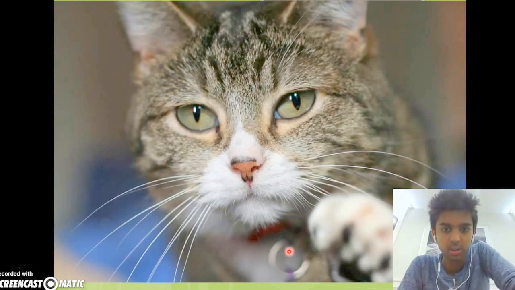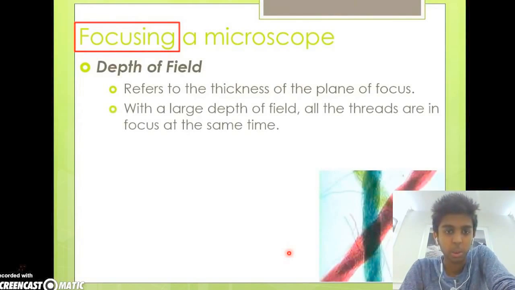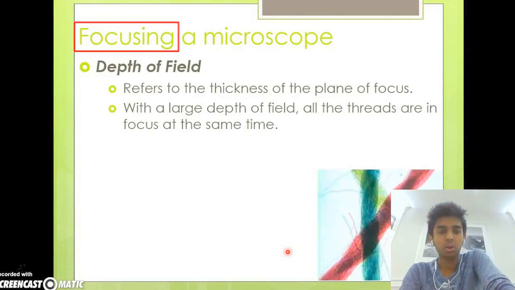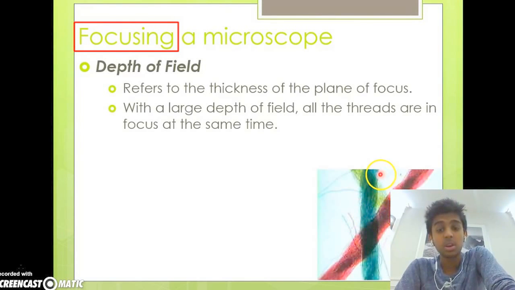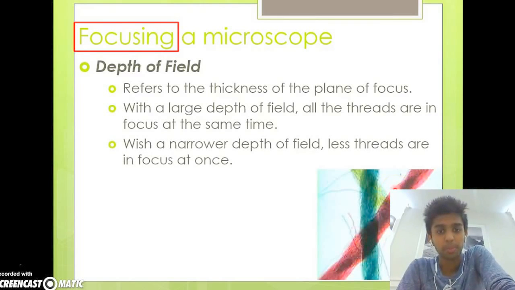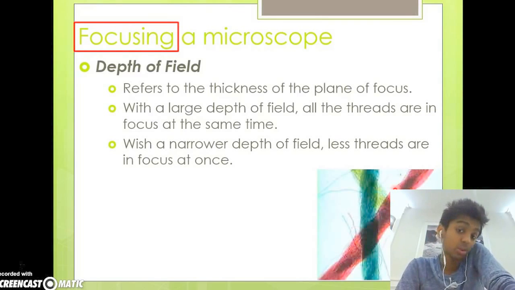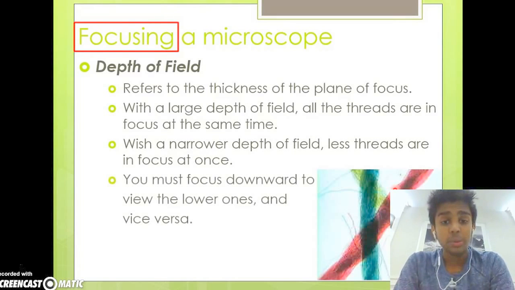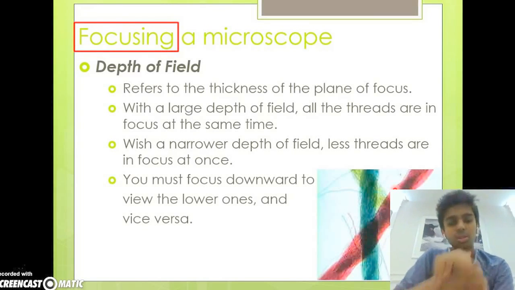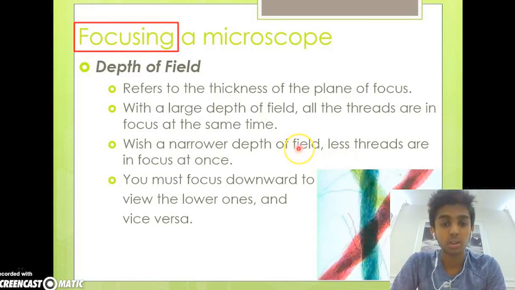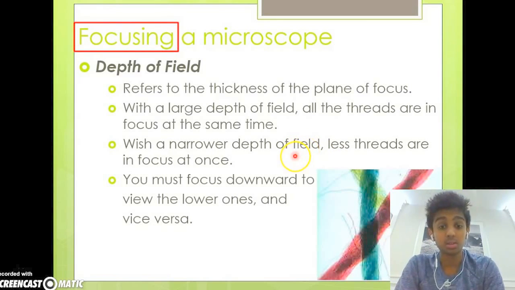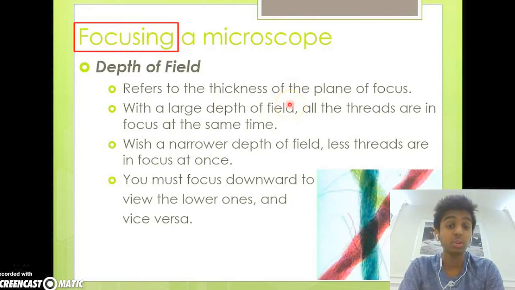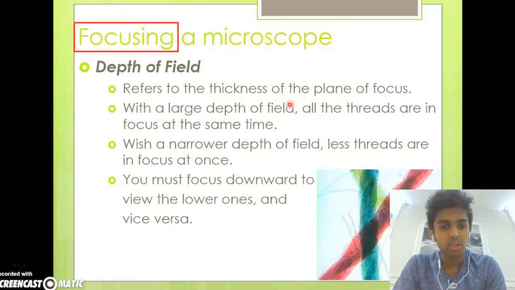Like, that's a very deep field right there. With the large depth of field, all the threads are in focus at the same time. So when the depth of field is larger, we can observe things much more clearly. And with a narrow depth of field, fewer threads are in focus at once. You must focus downward to view the lower ones and vice versa. So just remember, the narrower the depth of field, the fewer threads are in focus, the larger the depth of field, the more threads are in focus. That's simple.